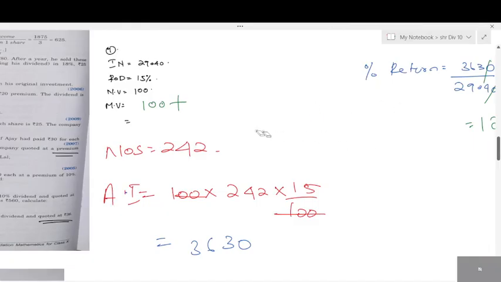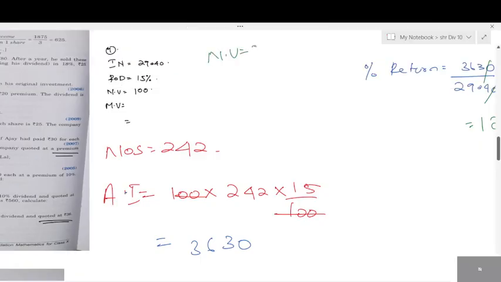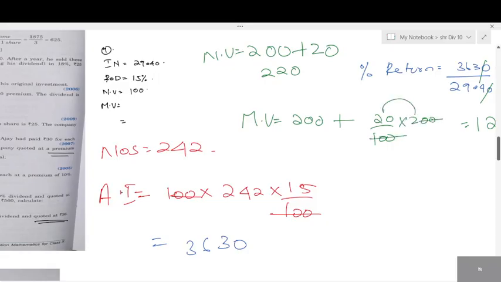So don't assume it is just 20. Sometimes you'll go wrong. See, what if nominal value is 200? If you think market value is 20%, and by mistake you add just 20 here, what do we get? 200 plus 20, we get 220. But what's the actual formula? 200 plus, how do you calculate 20%? 20 over 100 into 200, two zeros get cancelled. What is 2 into 20? What's the answer?